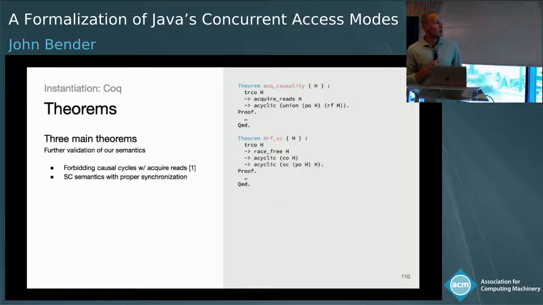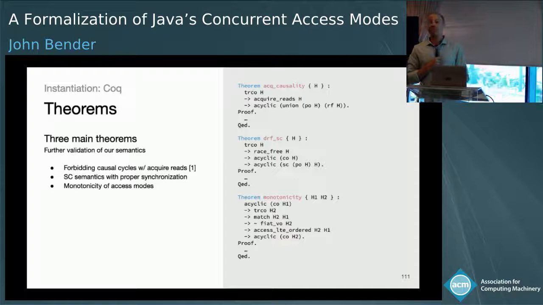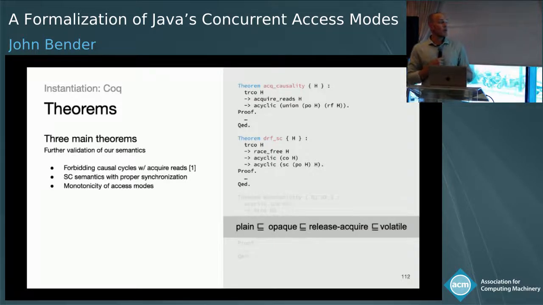The second one is the DRF guarantee. This is a programming discipline: if your program doesn't have any races, if everything's well synchronized, you get sequentially consistent semantics, which is a nice, easy to reason about memory model. This is very important in both C11 and Java, as it keeps you safe from having to use the modes if you're always synchronizing your programs with blocks, for example. You don't have to think about it. And finally, remember I mentioned monotonicity of the access modes. We proved this as a theorem. We expect that in a program, if you substitute a stronger mode for any other mode, it should have at most as many behaviors.